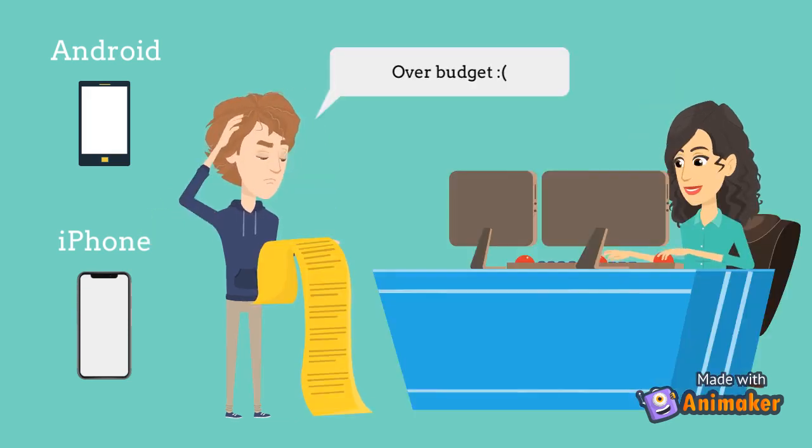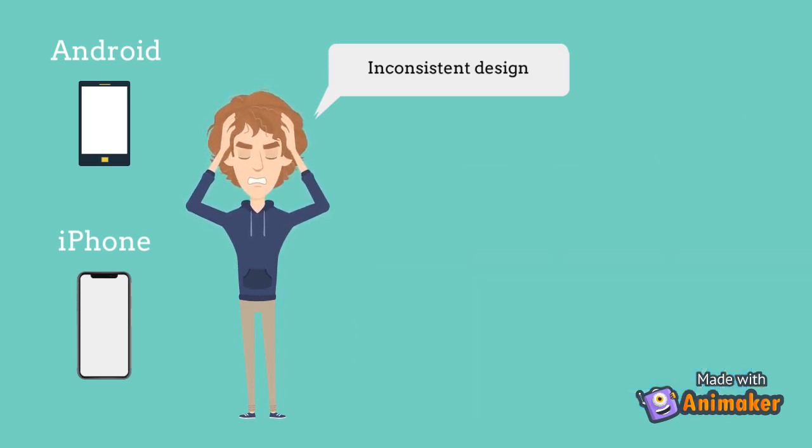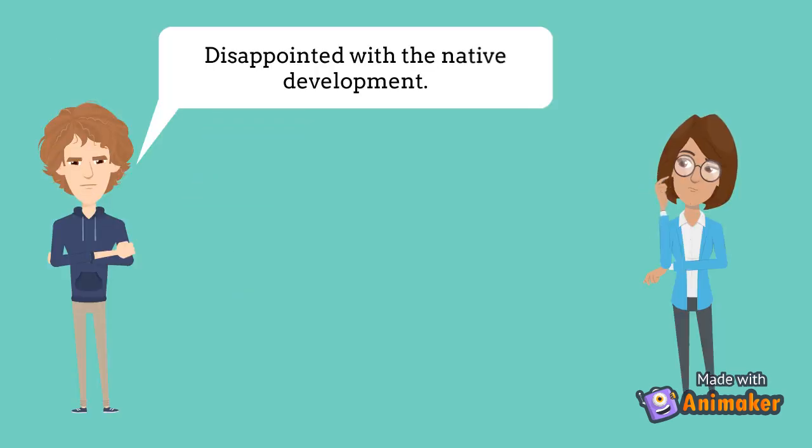After months of work, countless meetings, and many payments to the iOS developers, he still feels the iOS version is inferior to the one he created for Android. The design is inconsistent and the app works differently from the Android version. He then meets his friend Anna and tells her about his disappointment. She understands his problems with native app development.